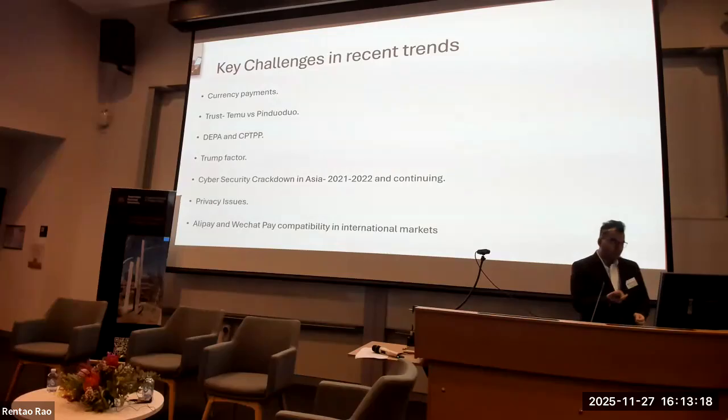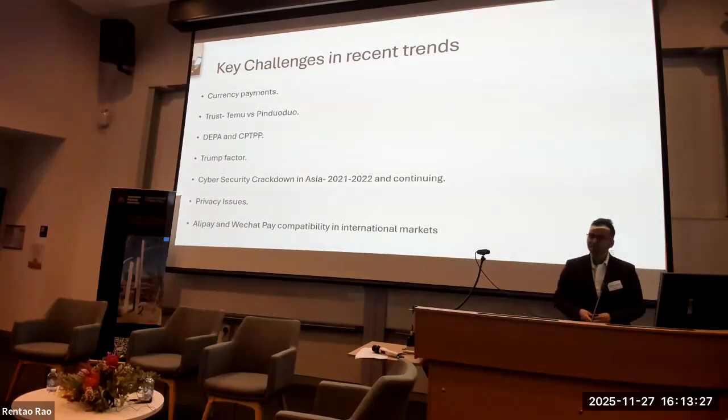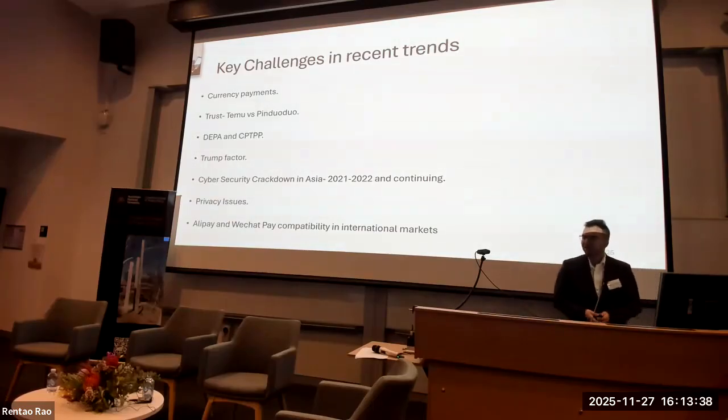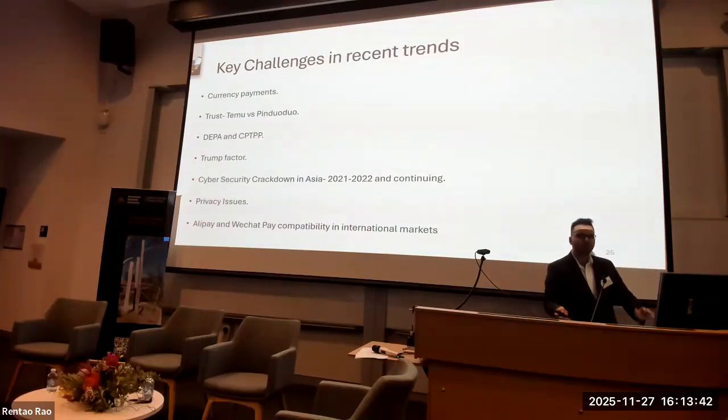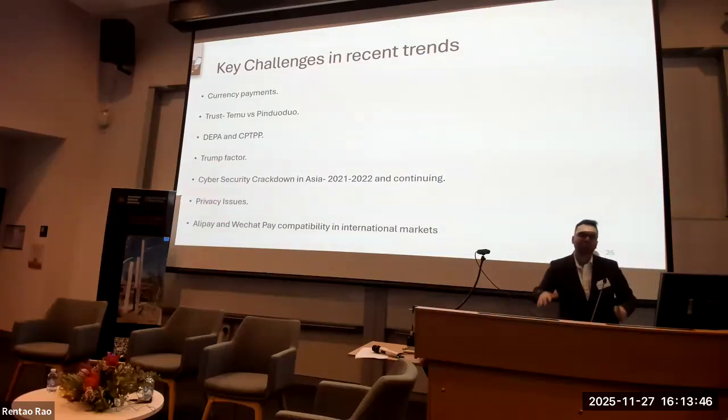Then it's DEPA, the Digital Economic Partnership Agreement. China has been doing it since the negotiations began in November 2021. Four years down the line, there is no consensus. Also, with the CPTPP, there is still no consensus on whether we should include China or not. Now, that actually dents the digital exports potential of China.